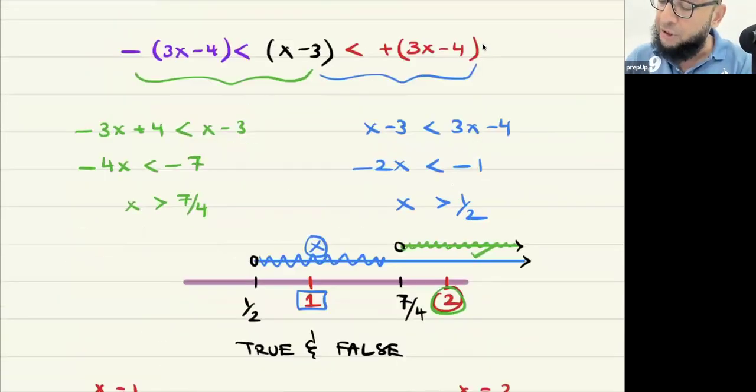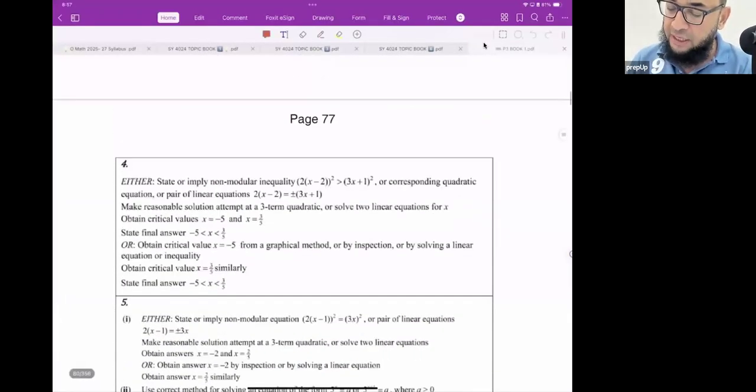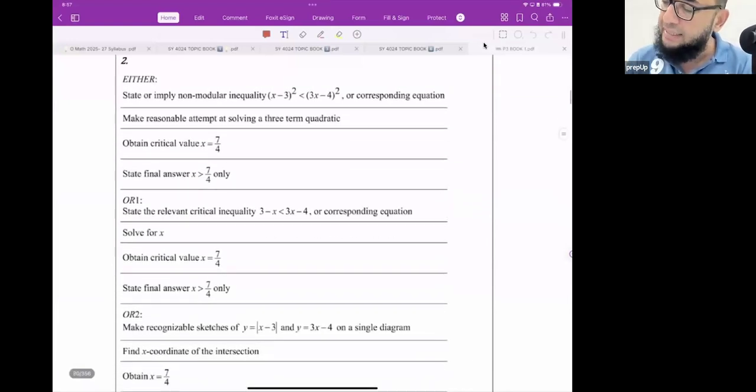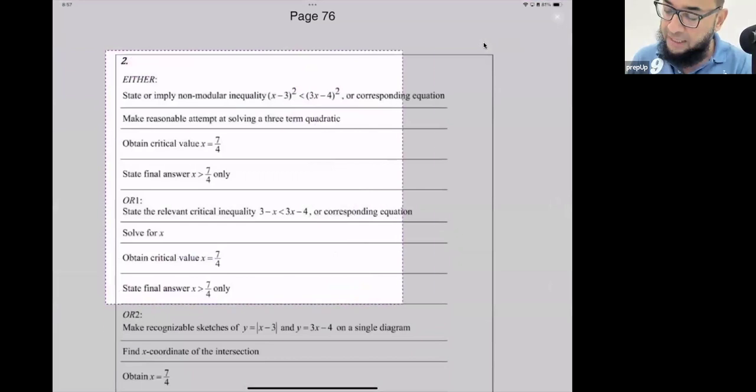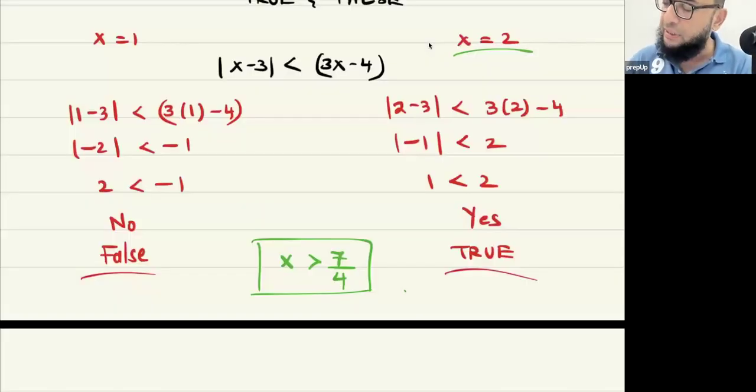Now, this is question number 2. Let me go to the mark scheme and let me show you the working of question number 2. There it is. You can see it very, very clearly. The answer is x is greater than 7 over 4. So therefore, let me just write it over here.